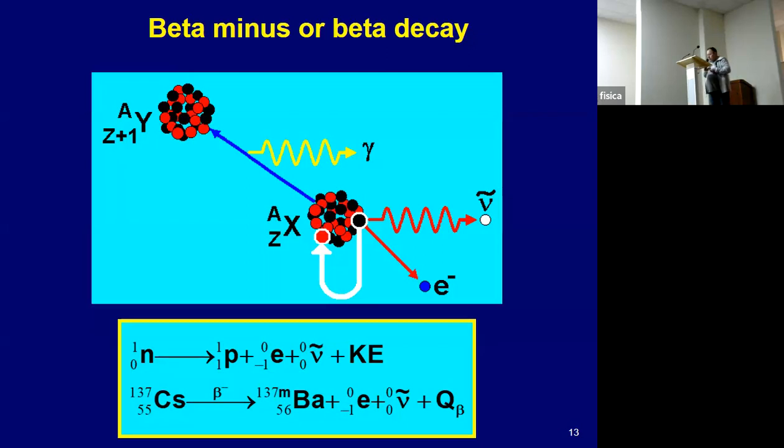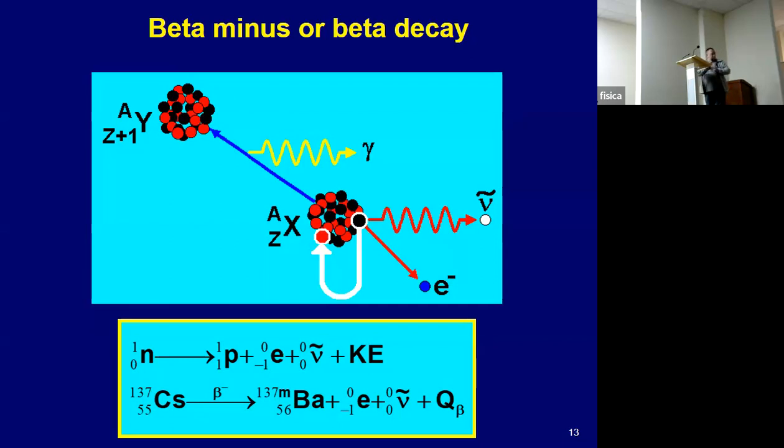Since the antineutrino has no mass or charge, the mass number of nuclides during beta minus decay remains unchanged, while the charge number of the daughter nucleus increases by 1. This event can also be represented as in this example: decay of a neutron gives us a proton plus an electron, beta minus particle, then an antineutrino and kinetic energy.